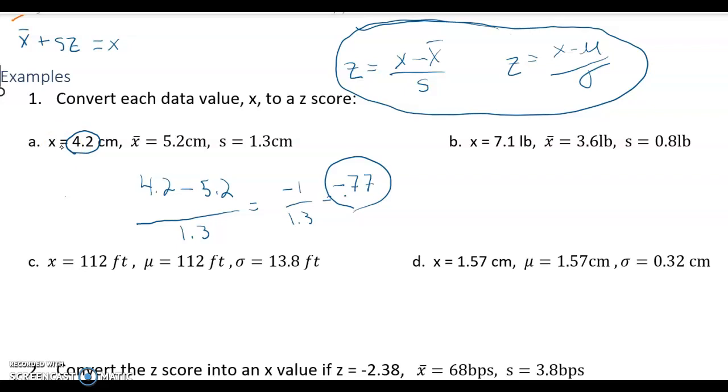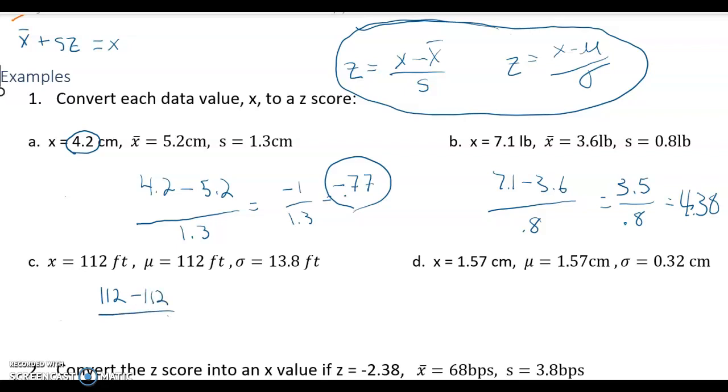Next, example B, we have x is 7.1 and we'll subtract the mean of 3.6 pounds, and the standard deviation is 0.8 pounds. Here we get 3.5 over 0.8, giving us a z-score of 4.38 when you round to 2 decimal places. The next two examples have to do with population data, but the process is the same. We'll take our data value of 112 feet and subtract our mean of 112 feet and divide by our standard deviation of 13.8. Well, we'll just have 0 over 13.8.